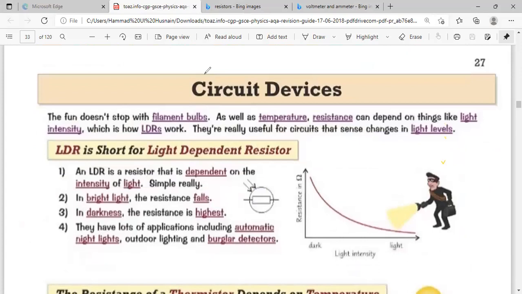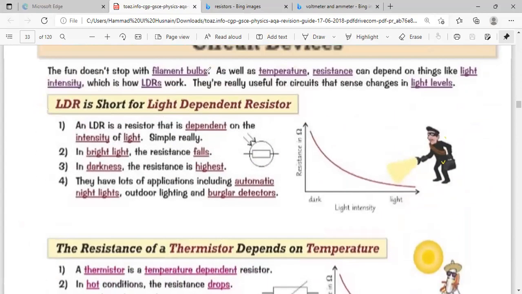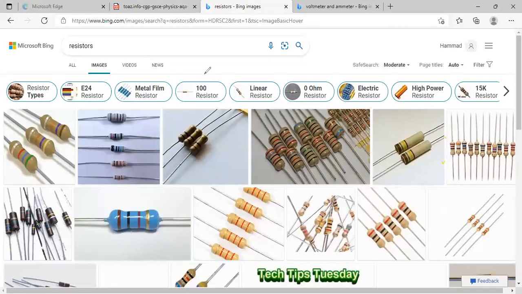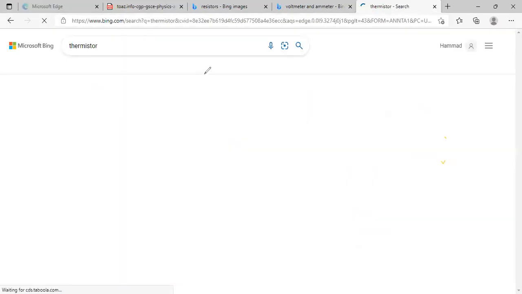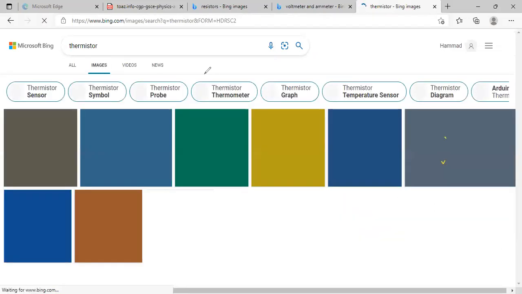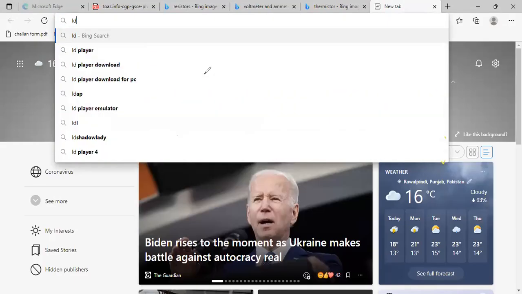We have two other things, an LDR and a thermistor. Basically, an LDR and a thermistor are both resistors. As we have seen these resistors now, these are simple resistors, but LDRs and thermistors are a bit different in shape. I can show you a thermistor and an LDR as well. Let us have a look at these thermistors. Thermistors look like this, right? Yes. And let me show you an LDR.